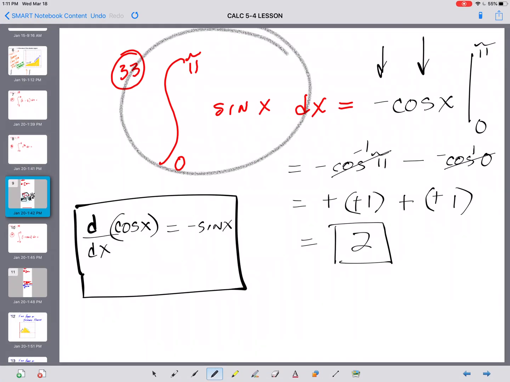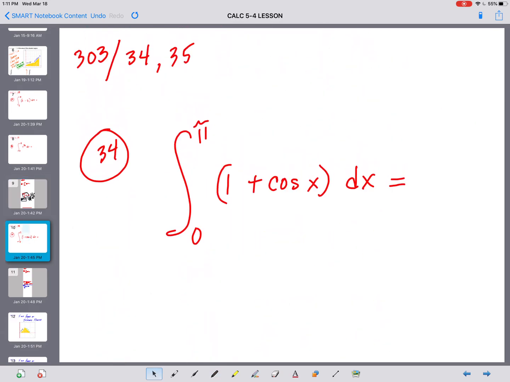The next one, we've got 34. Here we go. Problem 34. Yeah, here we go. We want the antiderivative of 1. Well, that's going to be just x. The derivative of x is 1 plus, now, the antiderivative of cosine of x. What function, when you take its derivative, you just get cosine of x? From chapter 3, it is sine of x. There's the antiderivatives, plural.